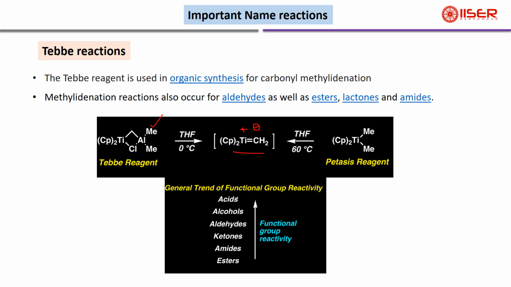So this is the reactivity order. In this Tebbe reaction, the ester's reactivity is higher than that of the aldehyde and ketones. In the Wittig reaction, the reaction was always taking place on aldehyde and ketone. Esters usually don't react, but in the Tebbe reaction, ester will react faster. The ester will also give the product, and acid and alcohol will react. This is the reactivity order of the Tebbe reaction.